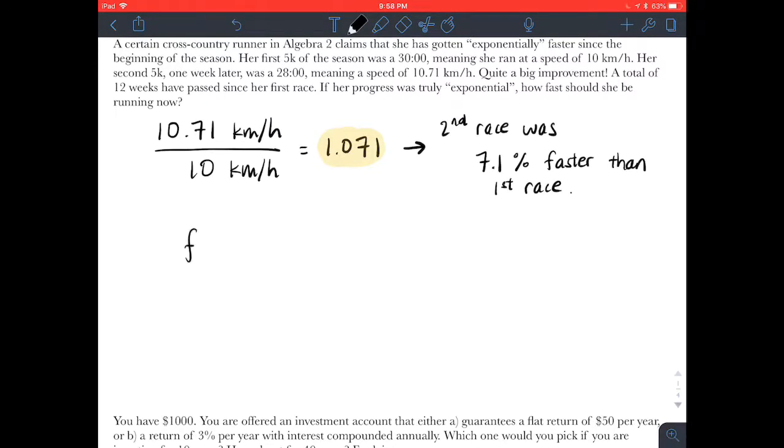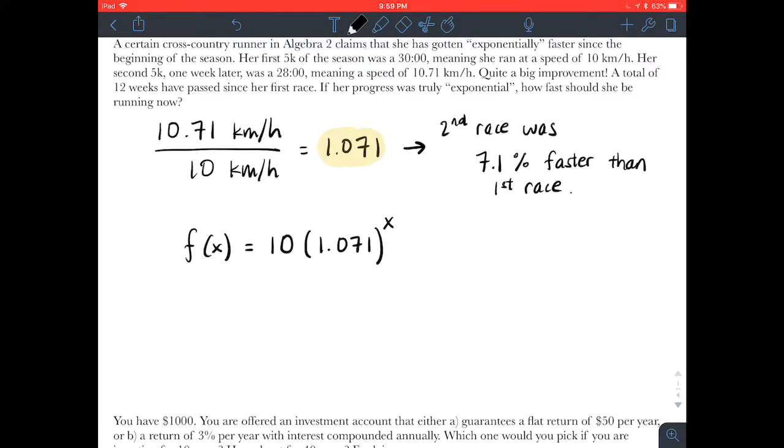So we'll create our function f of x representing the speed in kilometers per hour of our Algebra 2 runner. And the initial value of the speed is 10 kilometers per hour. And the rate of change is 1.071. In other words, if she truly was exhibiting exponential progress, each race would be 107% of the speed of the previous race. In other words, a 7.1% increase. So our exponent here would be x.